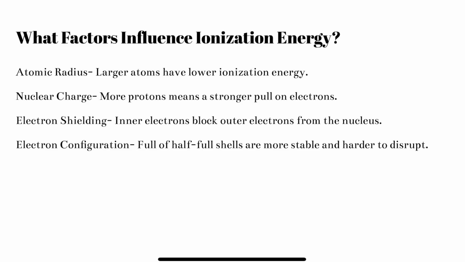And finally, electron configuration. Atoms with full or half-full shells, like noble gases or elements with stable subshells, tend to have higher ionization energies because they don't want to lose that stability.